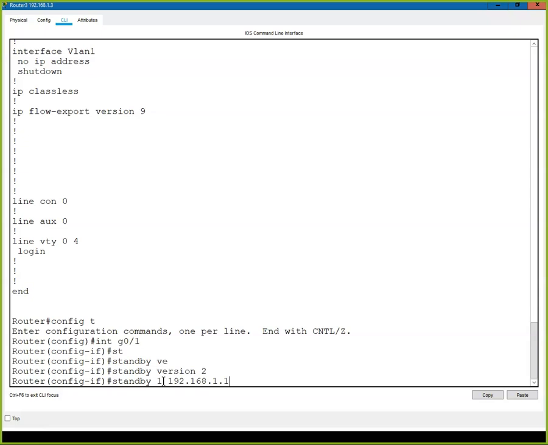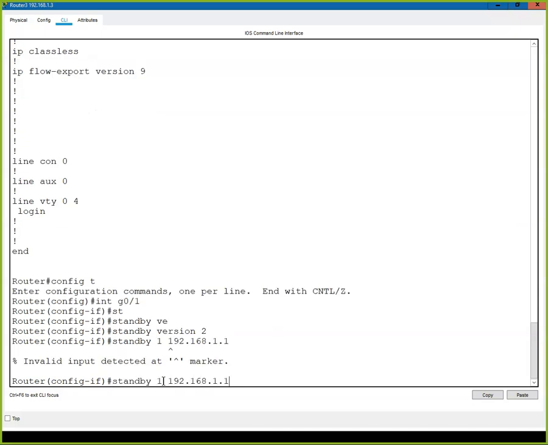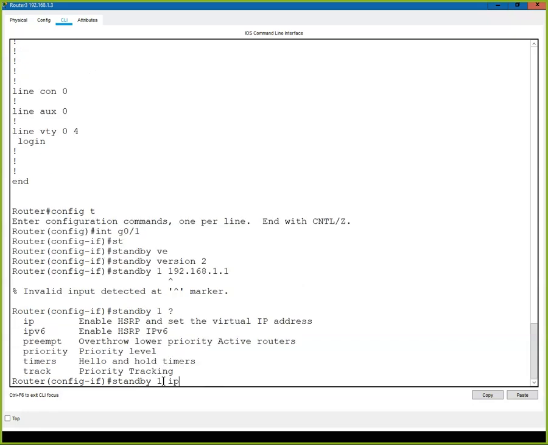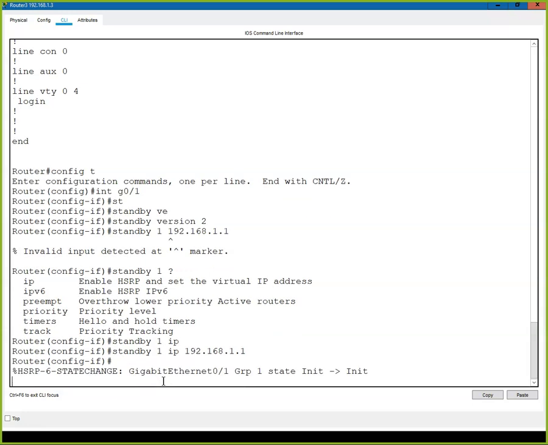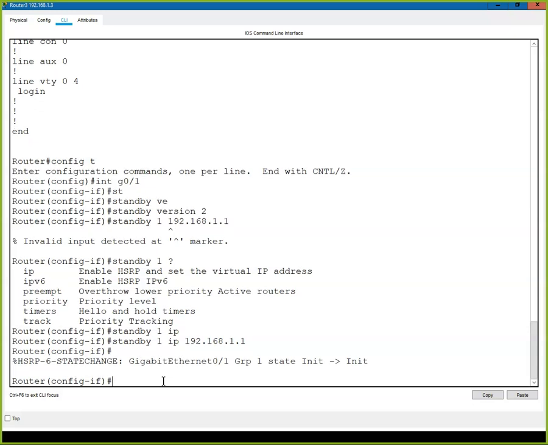And you put in the IP address 192.168.1.1, which is the IP address of the virtual router. It says, hey, you've got a mess here. Now I think I have to say IP. So it's going to be standby 1 IP 192.168.1.1. Group 1 state is initiating, and we'll wait here for a few seconds to see if we get it going. So the init mode, we'll look at the modes in a minute, the initialization mode.